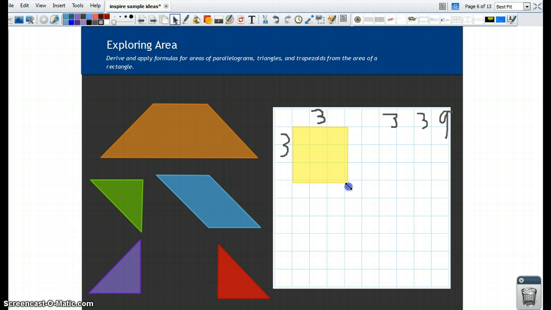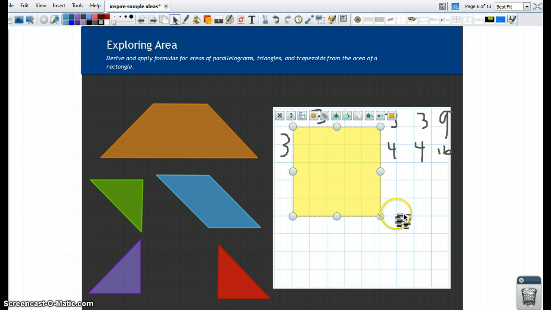But what I could do from there is I could make it a little bit larger and ask them to count, all right, how many in the middle now? And so you and I know, looking at this, that there's going to be 16. How many across the top? 4. How many down the side? 4. Because math is all about patterns, and this is one way to get them to easily see the patterns.